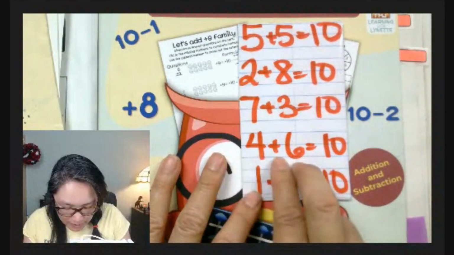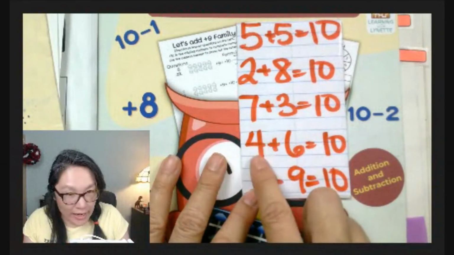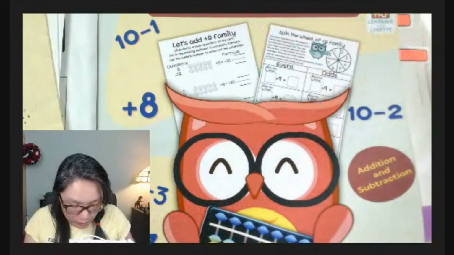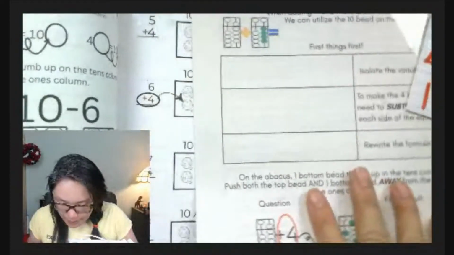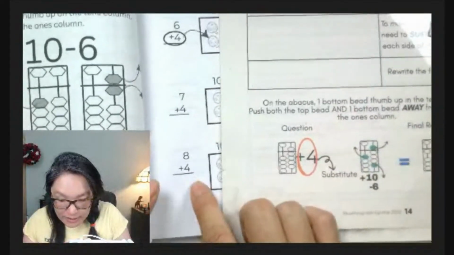Let's do this one because this one is very familiar to us. We know how to add the 4. Because we know how to add the 4, what are we going to do? We have 8, so we do 8 plus 4.